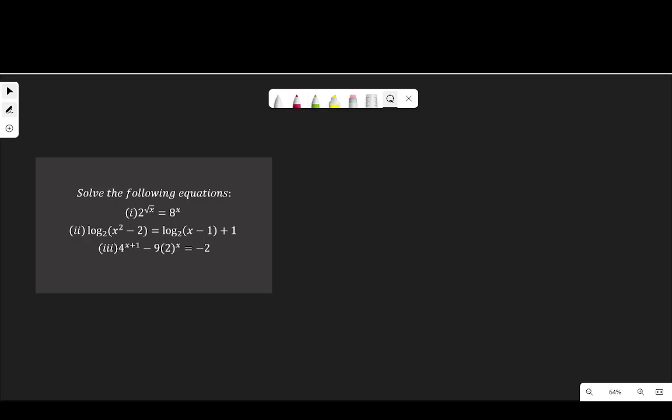Hello, in this video we are going to solve this equation. The first one says 2 to the power of root x is equal to 8 to the power of x. To solve a question like this, we need to express this number. These are exponential equations. And to solve an exponential equation, you either make the bases the same or you make the powers the same.